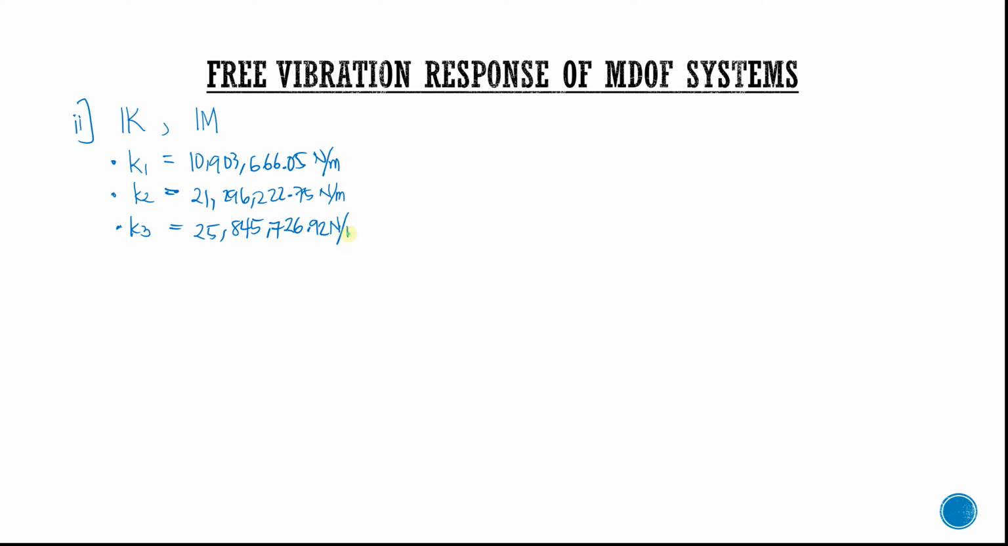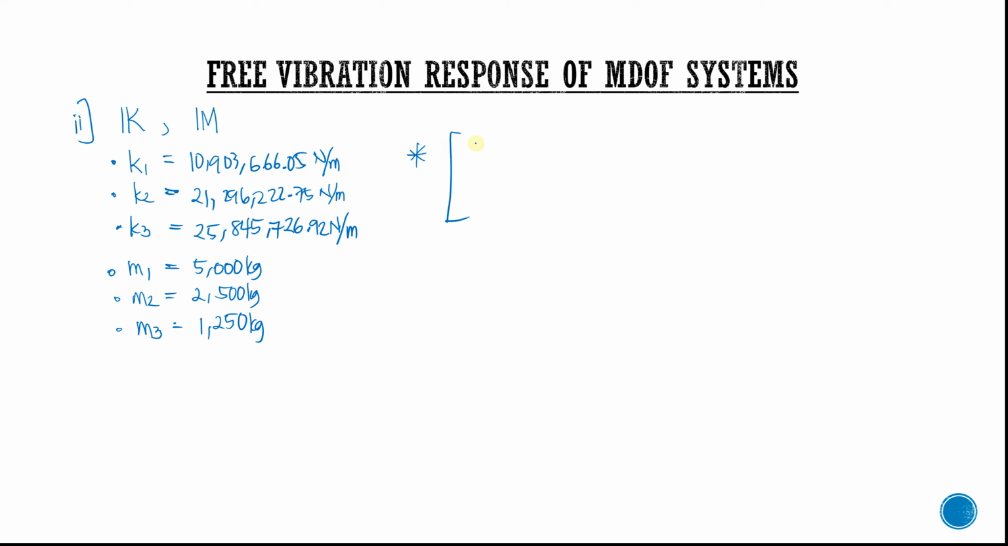And then the equivalent stiffness for the third floor is equal to 25,845,726.92 Newton per meter. And then our mass 1 is equal to 5,000 kilograms. Our mass 2 is equal to 2,500 kilograms. And then our mass 3 is equal to 1,250 kilograms. Okay, let's write our stiffness matrix.